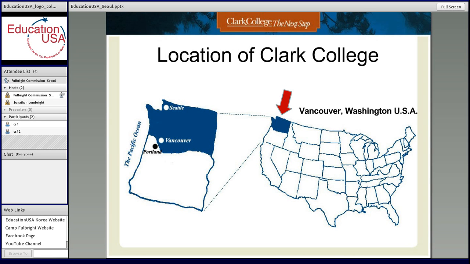Just to give you a visual, this is the location of Clark College. We are on the West Coast in Washington State. Our city name is Vancouver, not to be confused with Canada. We are located in the United States. We are just over the border from Portland, Oregon. So the closest airport to Clark College is Portland International Airport, which is just 15 minutes from our campus.